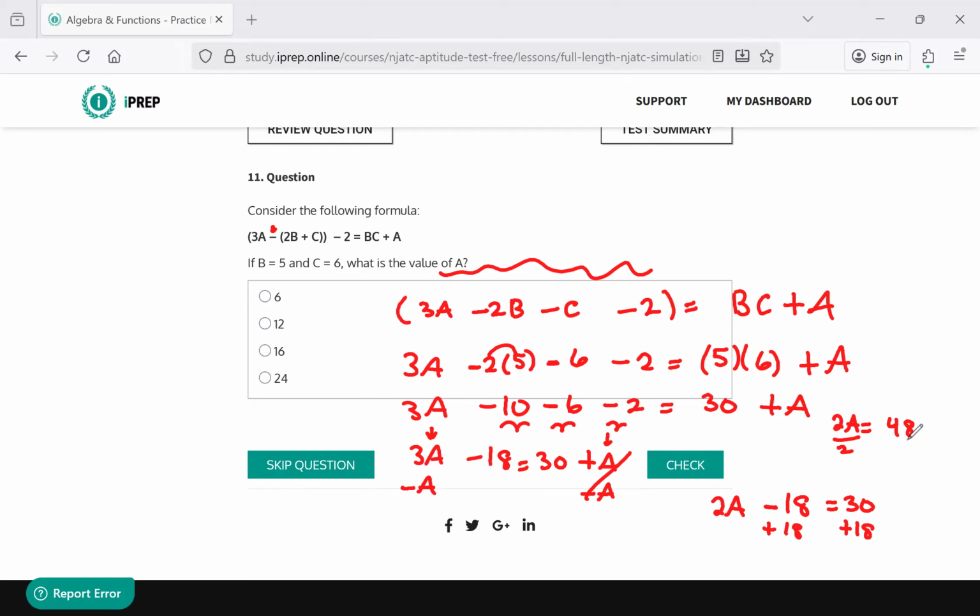Divide this by 2, and I get 48 over 2 is 24. Okay, so my a value is 24. Yep, so that's how I would do this problem. I would not plug in my values yet. I would simplify and then plug in my values.